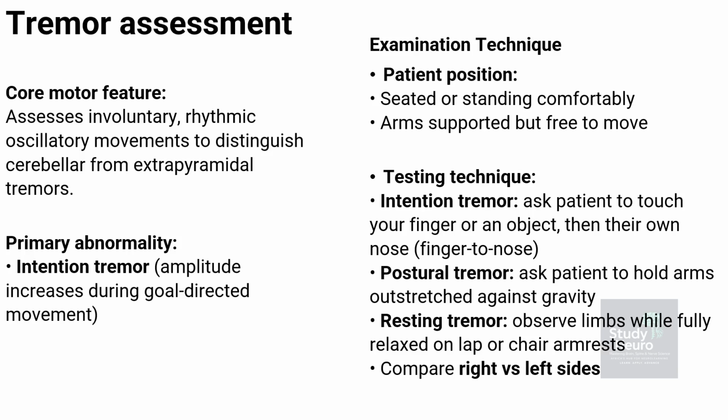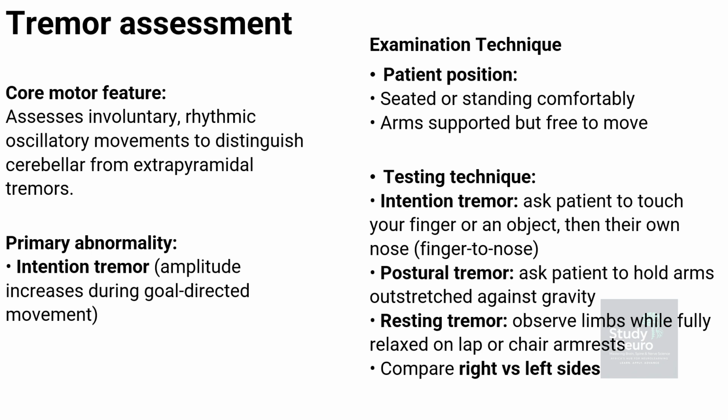When we assess tremor, the goal is to determine whether the cerebellum is responsible or whether the tremor arises from another motor system, such as the basal ganglia. Cerebellar tremor is classically an intention tremor, meaning it becomes more pronounced during purposeful movement rather than at rest. Begin by observing the patient at rest, with their hands relaxed on their lap. A true cerebellar tremor is typically absent in this position, which helps distinguish it from Parkinsonian resting tremor.